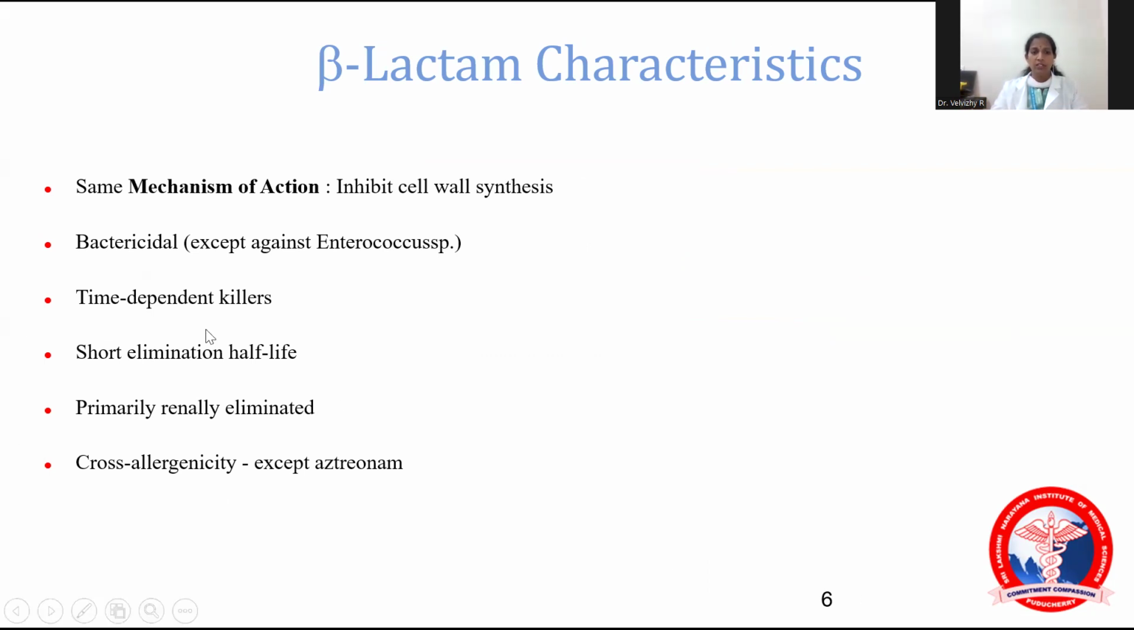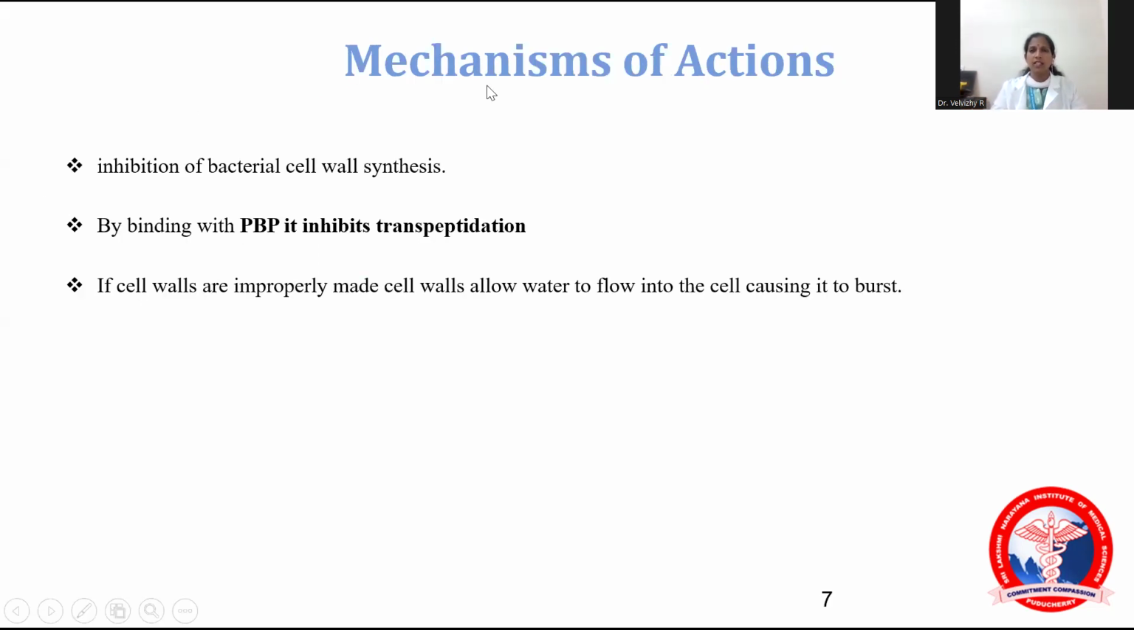They have a short elimination half-life, and all these drugs are excreted mainly via the kidney. So in case of renal failure, we have to do dose adjustment. And these have cross allergenicity. If patients have an allergic reaction to penicillin, they will even be allergic to cephalosporin and other groups. So this is cross allergy. If they are allergic to one group of drug, they are likely to develop a hypersensitivity reaction to other beta-lactam antibiotics also.